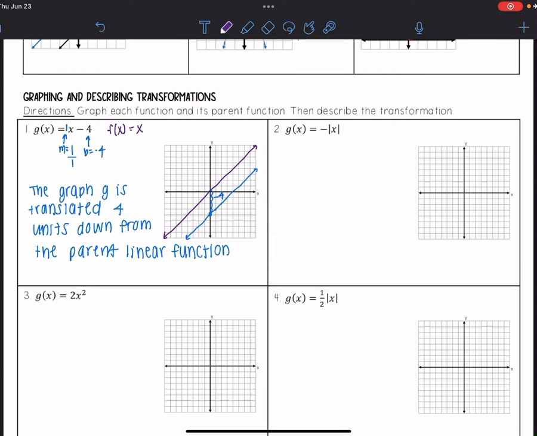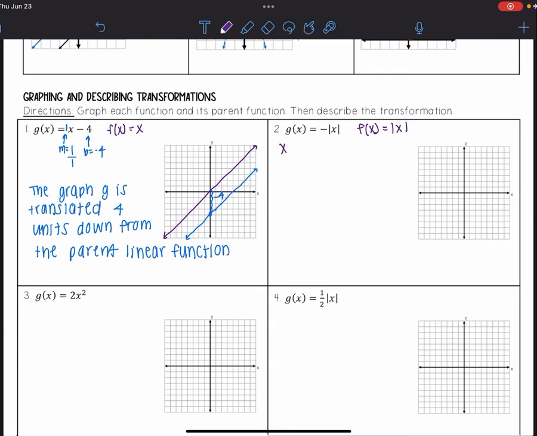Okay, let's look at this next one. So here I have g of x is equal to negative absolute value of x. And so I need to first determine what function family it's in. I see there's an absolute value, so I see this is going to be an absolute value function, and my parent function for that is just f of x is equal to the absolute value of x. So now I'm going to graph both the parent function and my function g. This time I'm going to go ahead and use a table.